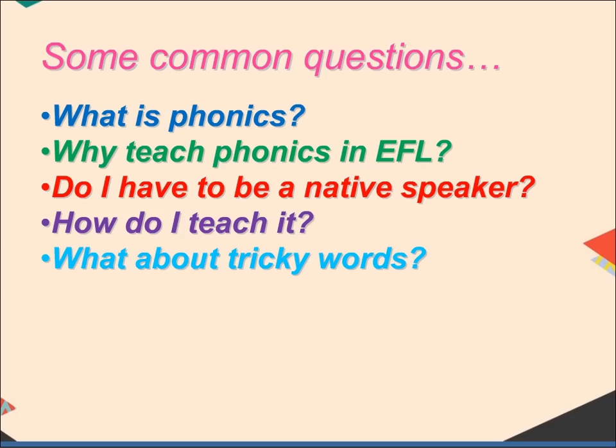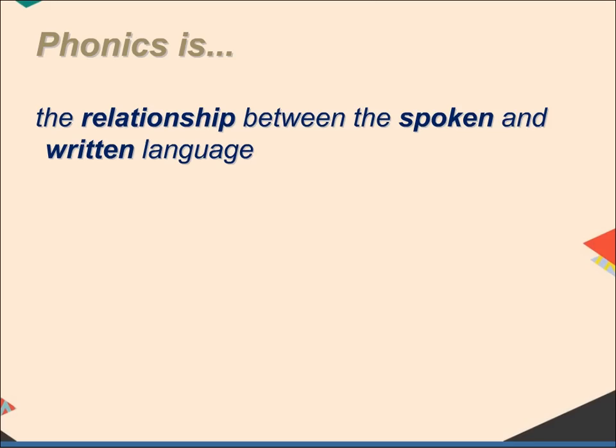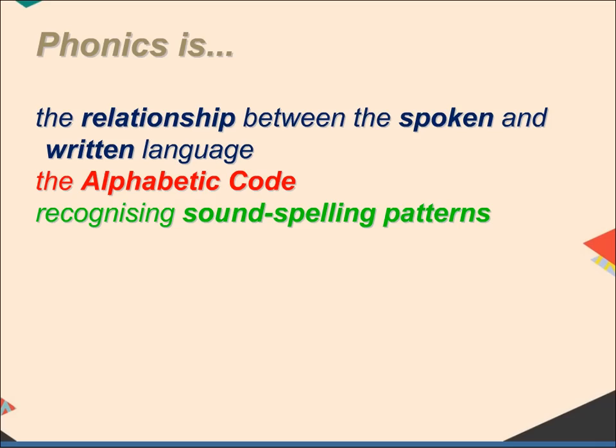So phonics is the relationship between the spoken and written language. The spoken language is a series of phonemes, and the written language is a series of symbols. All of this is in the alphabetic code, which is the key to understanding phonics. And the alphabetic code sets out the letters and the sounds that go with them and the sound spelling patterns of the English language. All right, and then there are some words that fall out of this pattern, and they need to be learned separately.